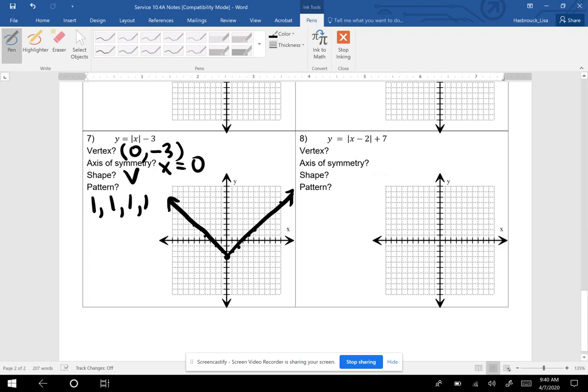Last problem, number 8, y equals the absolute value of x minus 2 plus 7. So remember, for the vertex, the x value is the opposite. So instead of negative 2, I use a positive 2. Y value stays the same, so it's going to be a positive 7. My axis of symmetry is x equals 2. My shape is a V, and my pattern is 1, 1, 1, 1. So I go to 2, 7. And then I use my pattern of 1, 1, 1, 1. Draw my lines with arrows, and I'm done. And that's it for these notes.